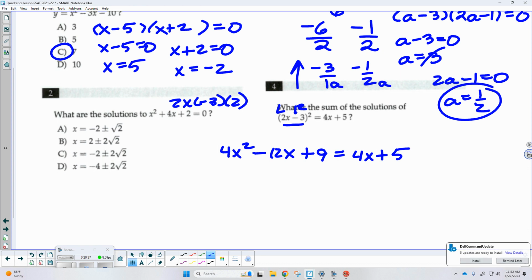All right, so let's go ahead and clean this up a little bit. Let's bring everything to the left side. 4x squared, if I subtract 4x, that'll give me a negative 16x. And 9 minus the 5 will give me plus 4 is equal to 0.